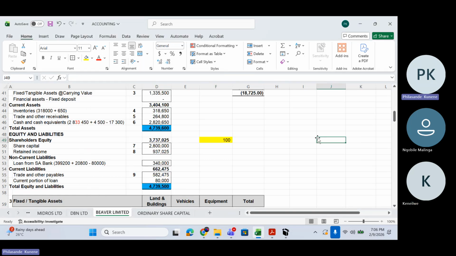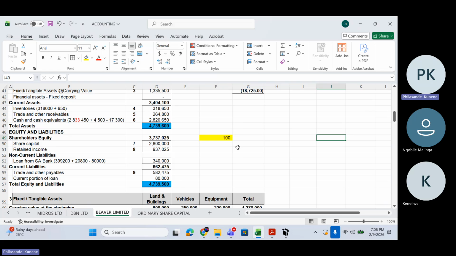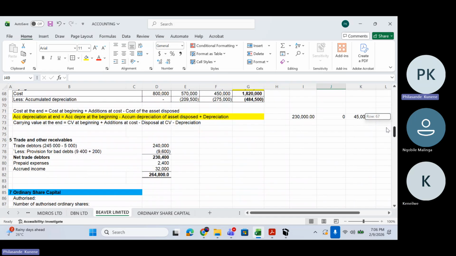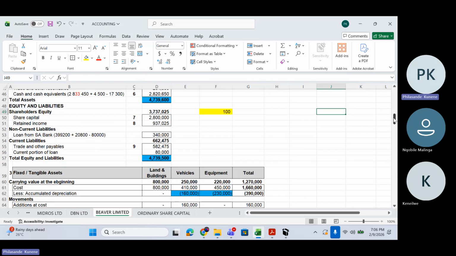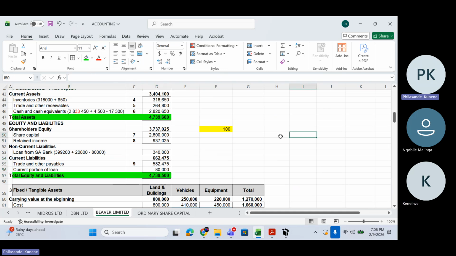I don't know where we lost this 100 rand. Somewhere, somehow, from our calculators, we're still off by 100 rand. But you guys can see the principle, the process. Somewhere, maybe from our income statement or wherever, there was a calculator error or typing error. But you can see our total assets are still different by 100 rand. 4,739,600, 4,739,500, or maybe it's a casting error somewhere on our balance sheet.